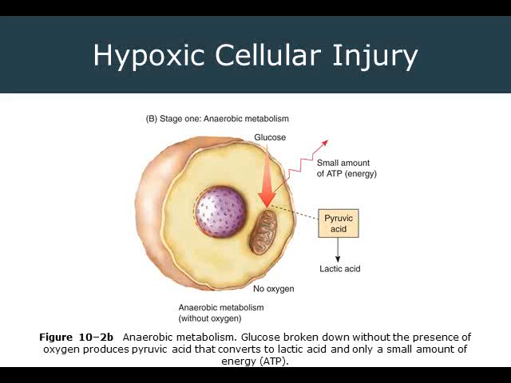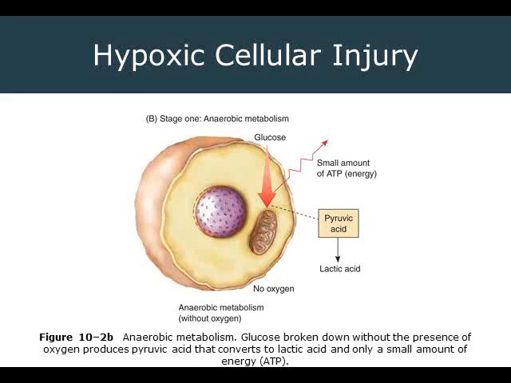It changes the pH. Remember, the human body is normally slightly alkaline. 7.35 to 7.45 is just barely on the alkaline side of things. We add more acids to the system, and it shifts that curve over. So without oxygen, the system just does not function well. Hypoxic cellular injury occurs at any time that our oxygen delivery or utilization is disrupted.